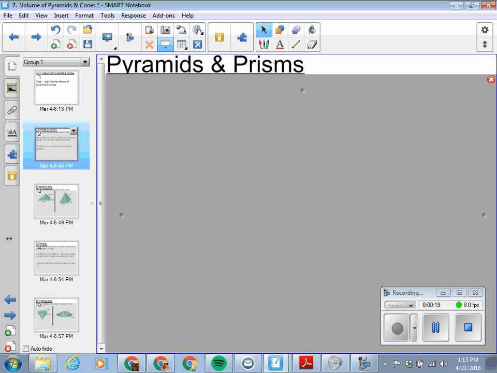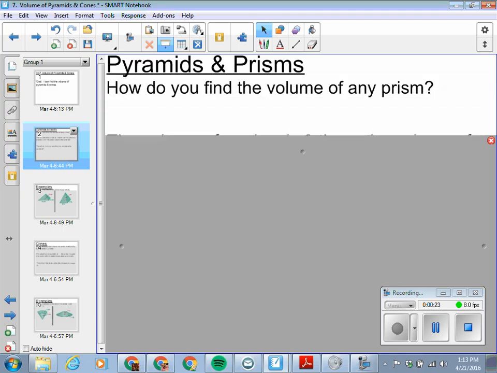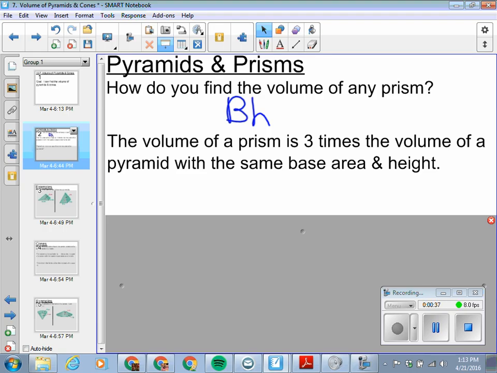So, pyramids and prisms have a relationship. If you recall, to find the volume of any prism, all we do is find the area of the base times the height of the overall prism. Well, the volume of a prism is 3 times the volume of a pyramid with the same base area and height. So that's a relationship. Or you can think of the pyramid as 1/3 the size of a prism.